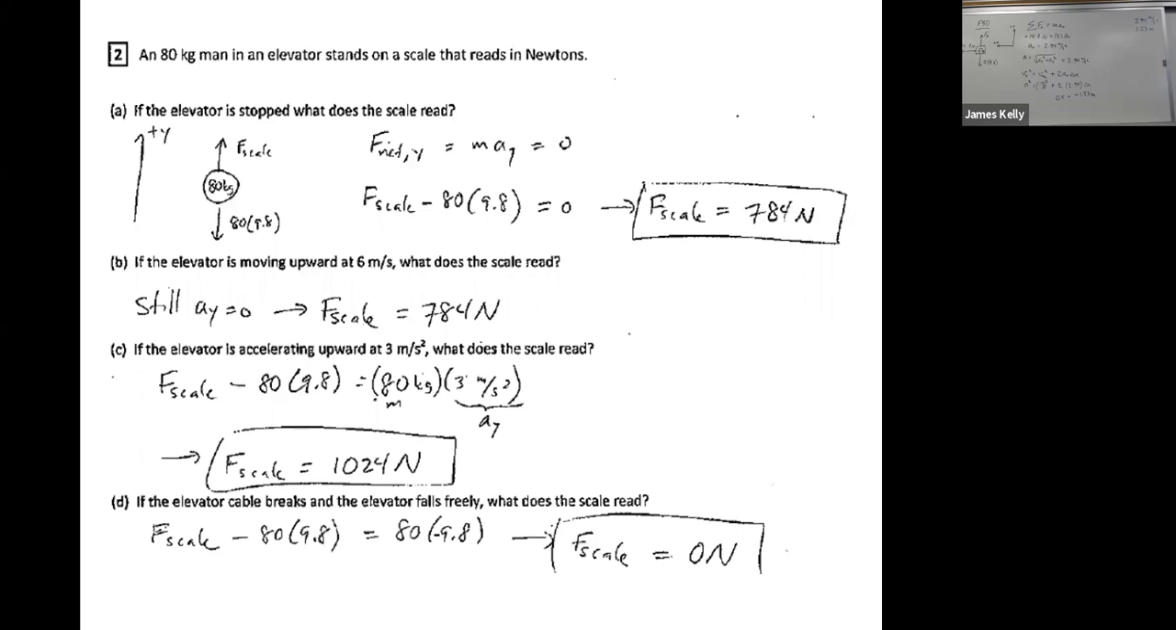So when you say, what is this object that you're drawing there in the free body diagram? Is it the person, or is it the scale, or is it the elevator?